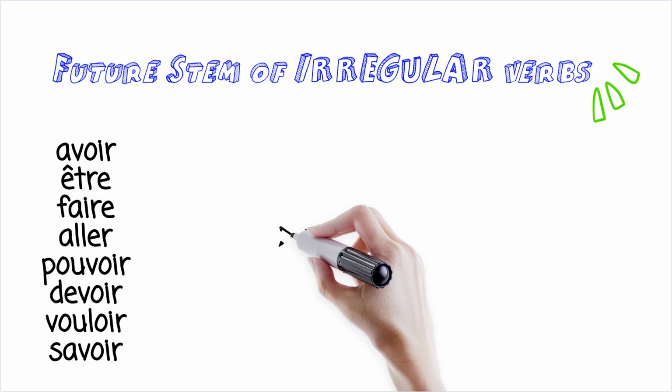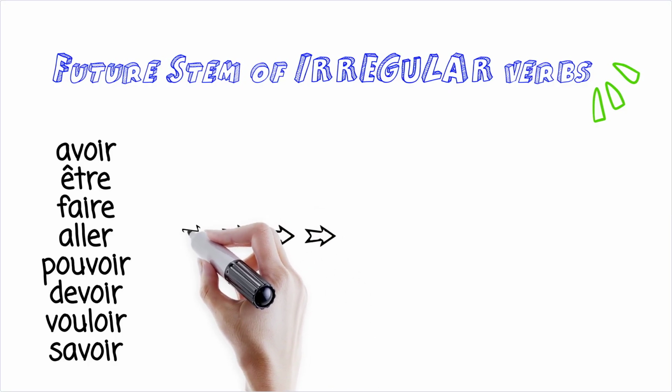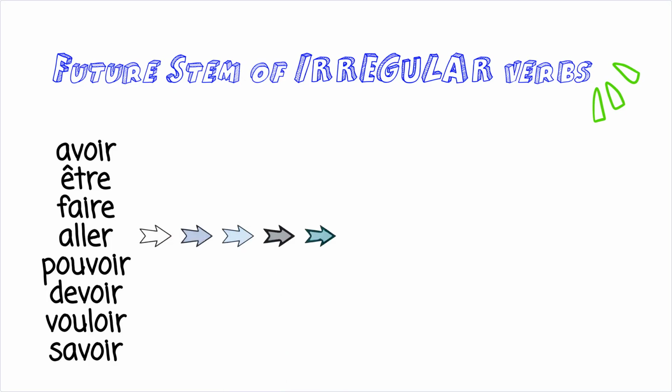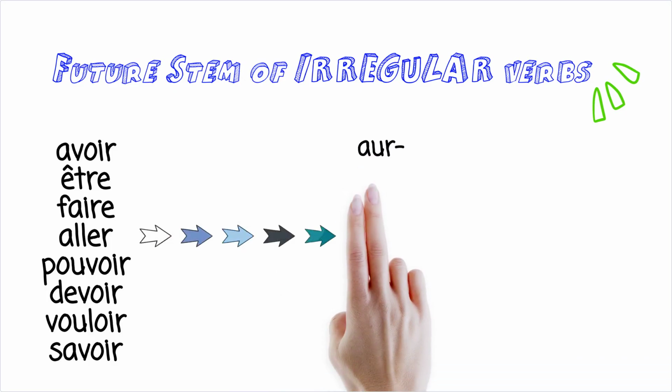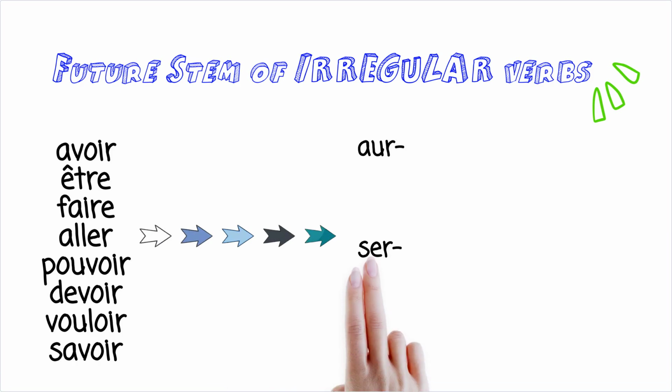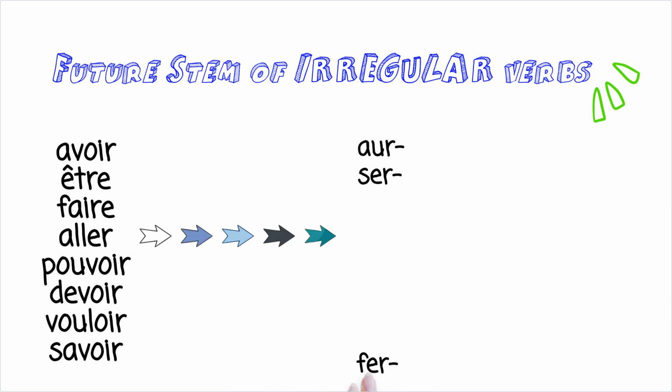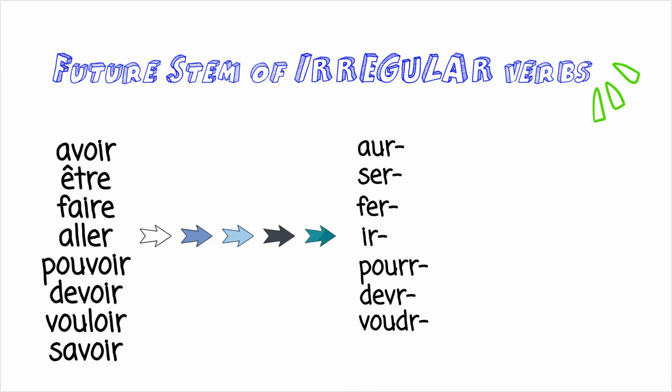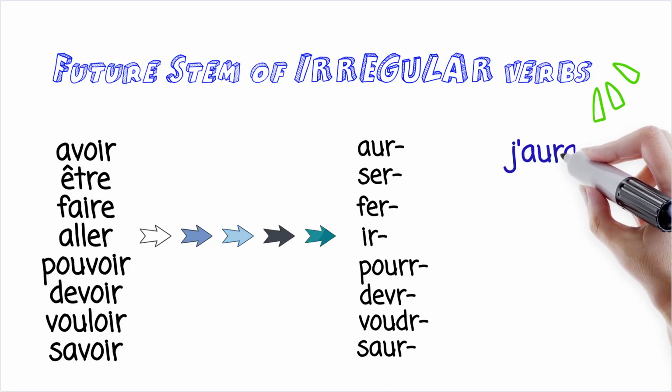So we can't add our conditional endings, our would endings, onto the end of the infinitive like we do with other verbs because these verbs are irregular. Instead, we have to create a future stem. So for avoir, that's AUR. Être is SER, so that's a big change. Faire becomes FER. Aller, another big change, becomes IR. Pouvoir becomes POURR, devoir becomes DEVR, vouloir becomes VOUDR, and savoir becomes SAUR. And we're just going to add those conditional endings now onto those stems.